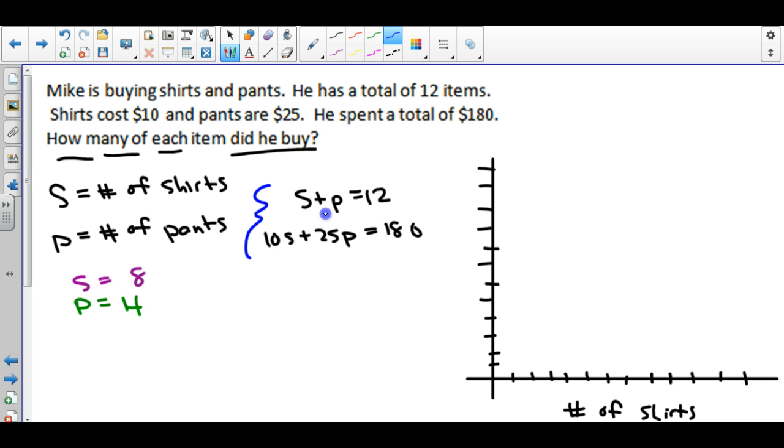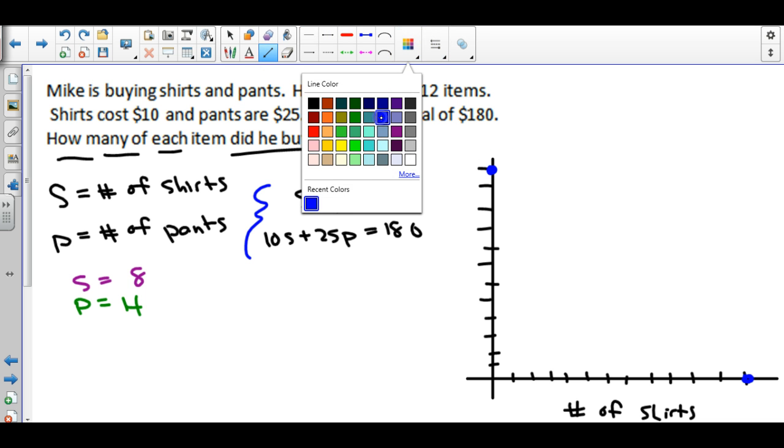In my top equation, if he buys 0 pairs of pants, in other words, if I substitute 0 into this equation in for p, it means s is 12. If he buys 0 pairs of pants, that's 12 shirts. So 1, 2, 3, 4, 5, 6, 7, 8, 9, 10, 11. Oh, I put 12 over here. And I'm going to do the same thing for the pants equation then. If he's selling 0 shirts, or buying 0 shirts, then that means he's buying 12 pairs of pants. So 1, 2, 3, 4, 5, 6, 7, 8, 9, 10, 11, 12. And again, once you have 2 points, I'm just going to connect the dots, change my color.